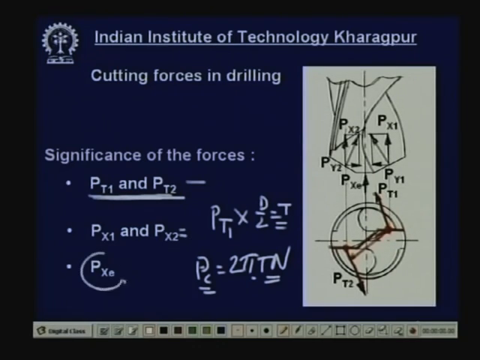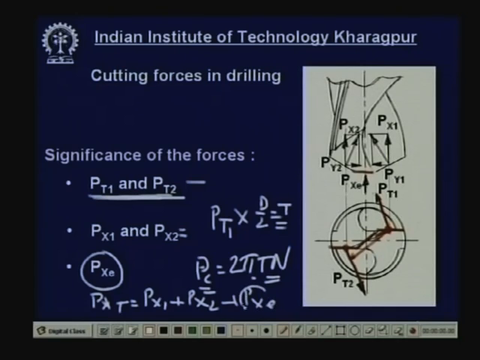Now, what about Pxe? This is Pxe here. This is the axial force caused by the chisel edge. Now, the chisel edge is quite small, but the axial force produced by the small chisel edge, Pxe, is very, very large, maybe 60% of the total thrust force, and as such this Pxe will be added with Px1 and Px2 to get the total axial force. So, total axial force will be the summation of Px1 plus Px2 plus Pxe.